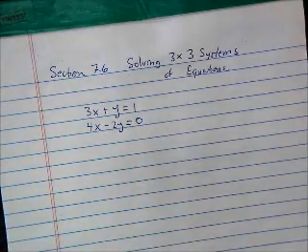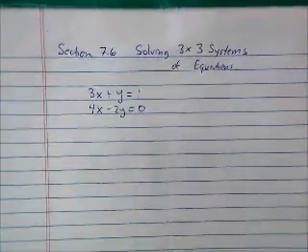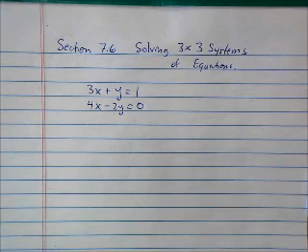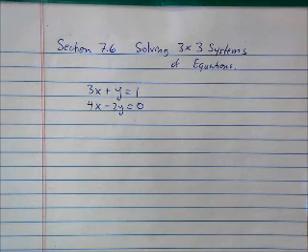You remember back in chapter, I want to say chapter 3, but I'm not sure. Somewhere a long time ago, we solved systems of equations. So I might have given you something like 3x plus y equals 1, 4x minus 2y equals 0. And I might have asked you to solve that system of equations. We had 3 different ways we could solve. Anybody remember any of them?